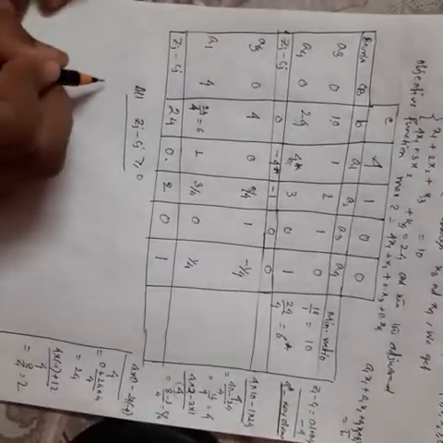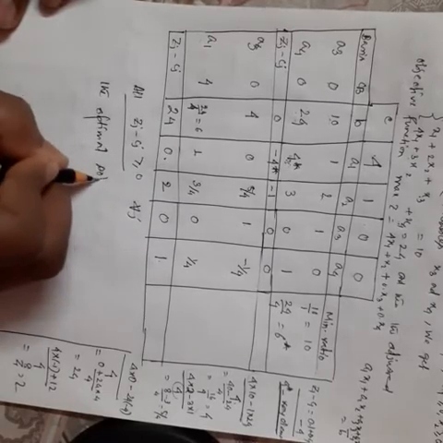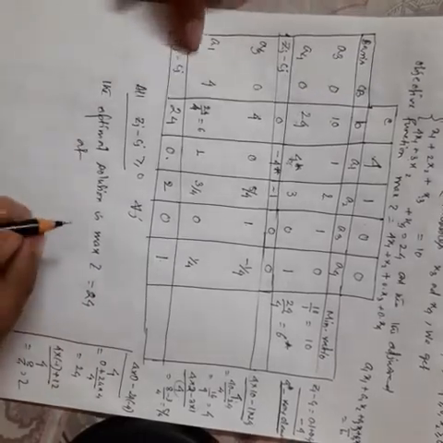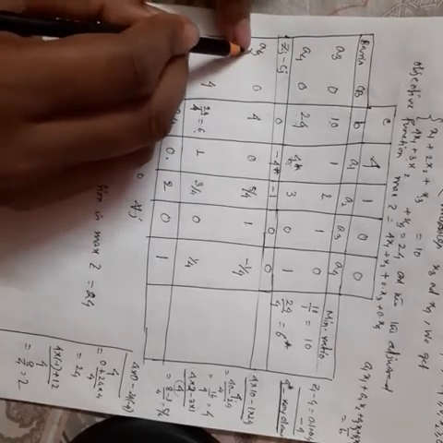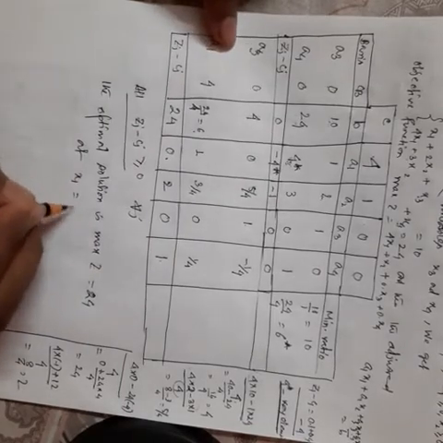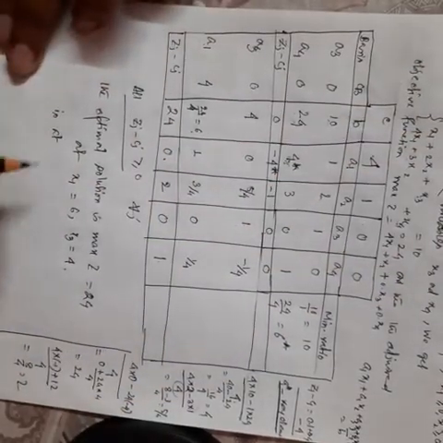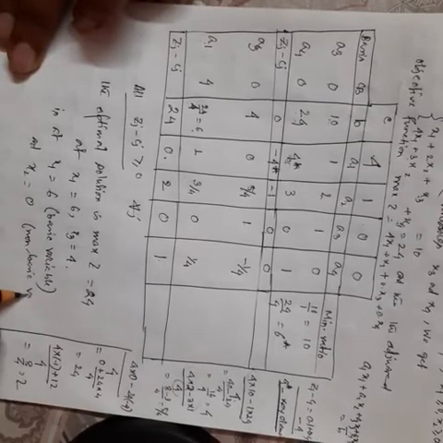And what is the optimal solution? The optimal solution is max z equal to 24, at which point x1 equal to 6. Here A1, their corresponding b is x1, and A3, their corresponding x3 is 4. So at x1 equal to 6 and x3 equal to 4, but x3 is the slack variable. So that's why the solution is at x1 equal to 6, which is a basic variable, and x2 equal to 0, which is a non-basic variable. This is the solution and this is the maximum z.